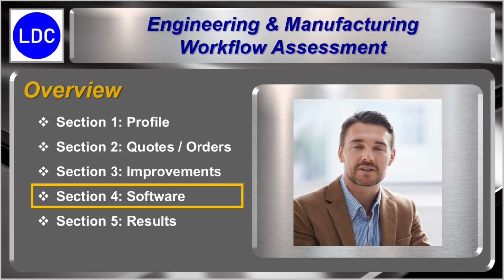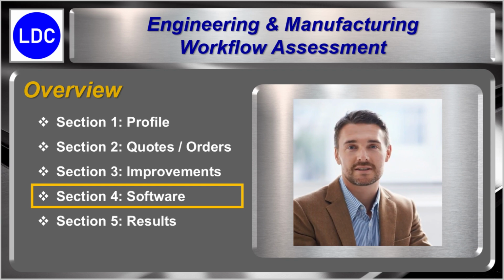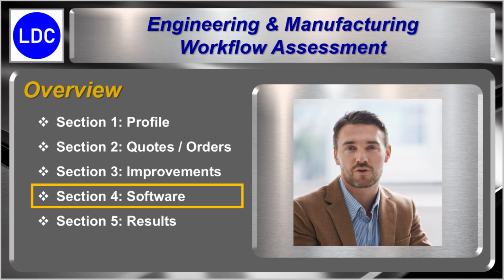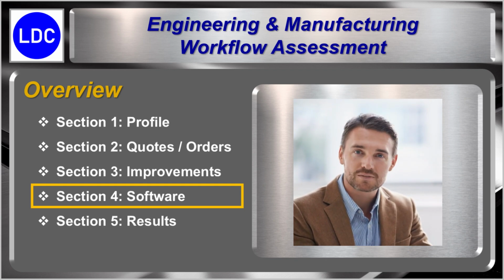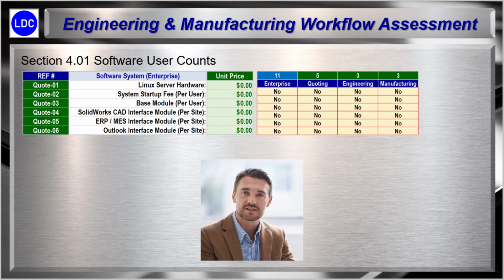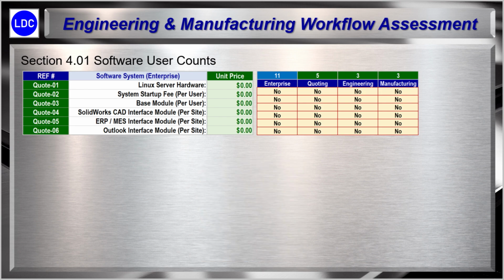Section 4 allows for the selection of Global Edge Engineering Assistant software modules along with pricing and including professional services for providing an automated workflow software solution to illustrate what is possible and the potential return on investment. In our illustration, the number of software users, 11, is the total of the number of people that are defined in the quoting, engineering, and manufacturing sections. This also includes the selection of the above Global Edge software modules.